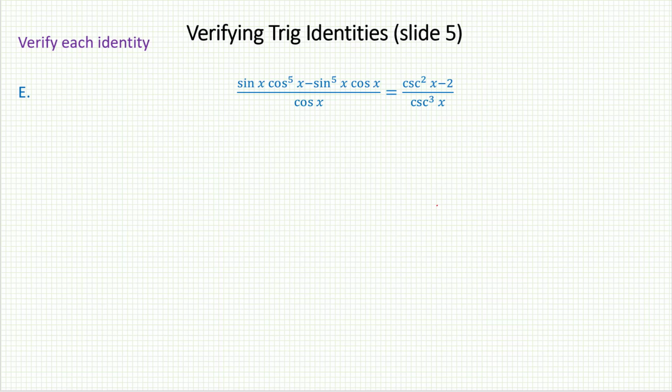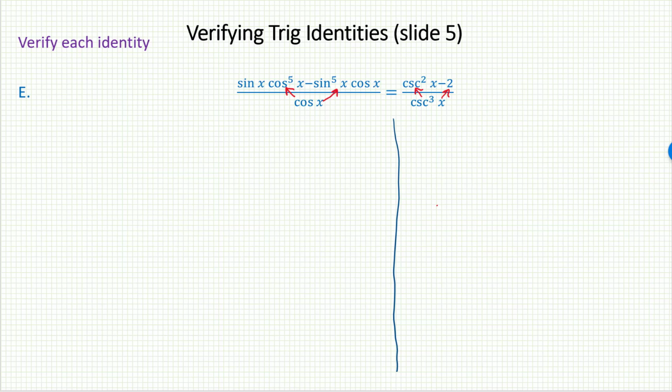Verifying trig identities, example E. So let's see what we have here. It looks like a big mess, but one thing I notice is that on both sides, the fractions only have a single term in the denominator. When that happens, sometimes it can be beneficial to distribute that single term into the terms of the top. I could do that here on the left, and I could do the same thing here on the right.